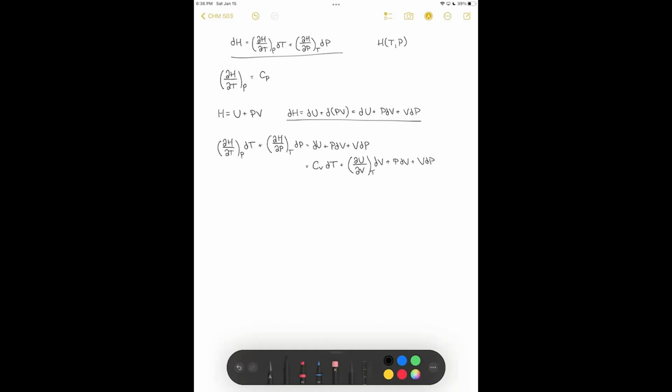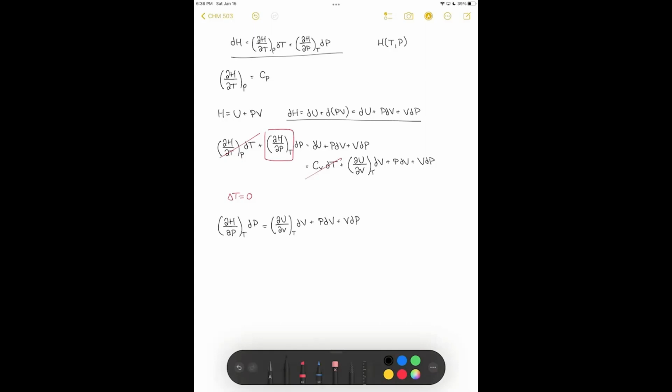What we're trying to do is identify the partial derivative of enthalpy with respect to pressure at constant temperature. So that means we're considering a constant temperature process where delta T is equal to 0. In that case, these dT terms don't appear because there's no change in temperature. So what we can say then is that the partial derivative of enthalpy with respect to pressure at constant temperature dP is equal to what we have remaining, which is the partial derivative of internal energy with respect to volume at constant temperature dV plus PdV plus VdP.